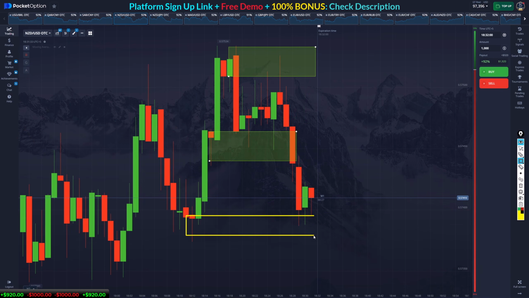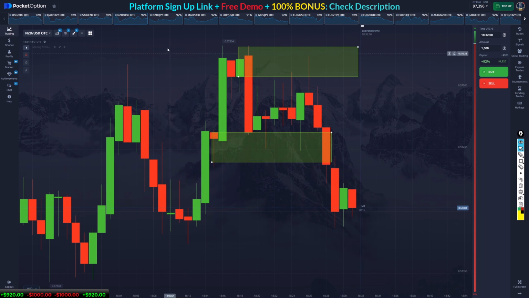Okay, there was a nice little demand area down here, to be honest. If I was on the chart, I might... No, I wouldn't take it because there's a gap up and I wouldn't risk it at this point.